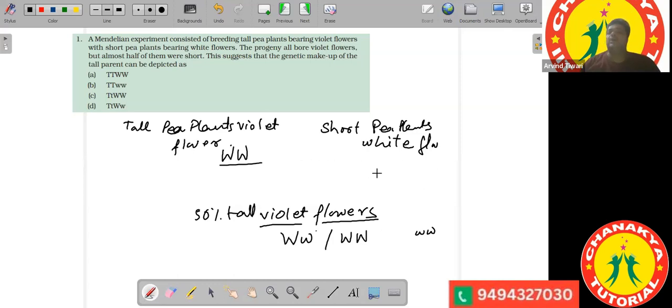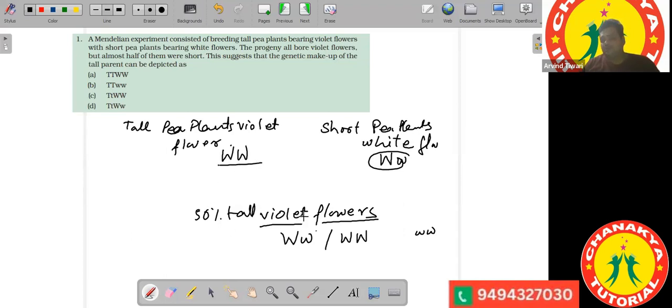Otherwise, the genetic makeup of the short plants with white flowers can be something like capital W and small w, or small w, small w. Whatever can be there, that's possible. But here they will all be W and W.